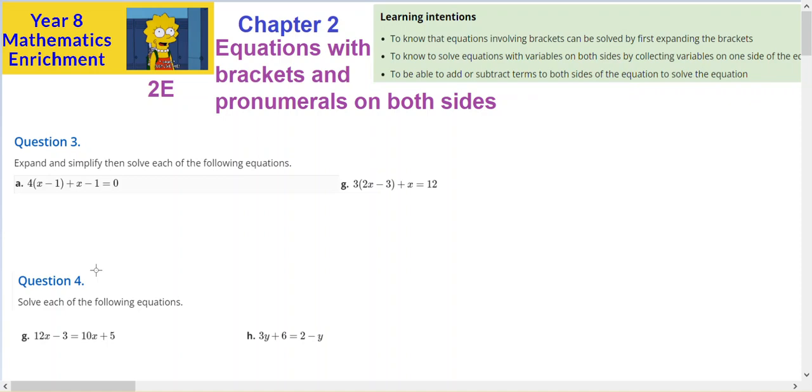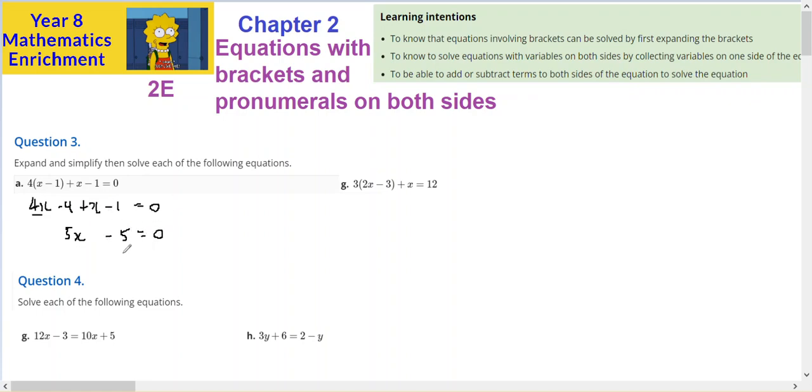So 2e is solving equations with brackets and pronumerals on both sides. BODMAS tells me to multiply brackets first. So 4 times x is 4x, 4 times -1 is -4, plus x minus 1 equals 0. 4x and x is 5x. Minus 4 minus 1 is minus 5 equals 0.